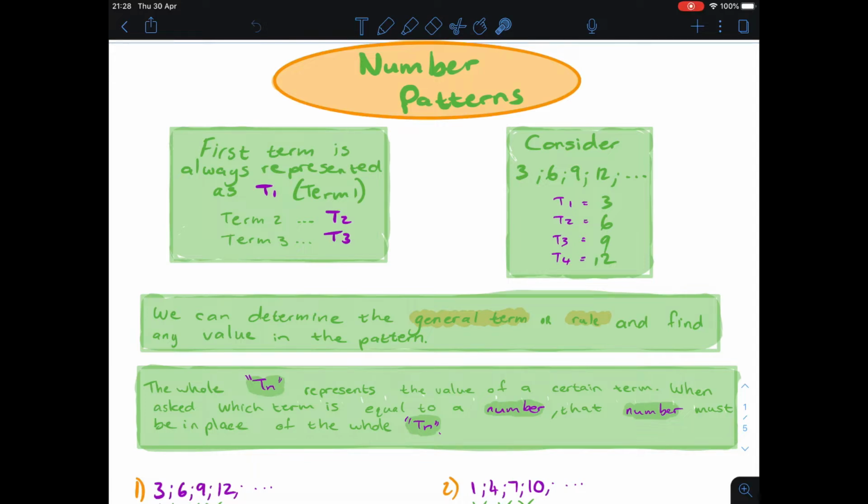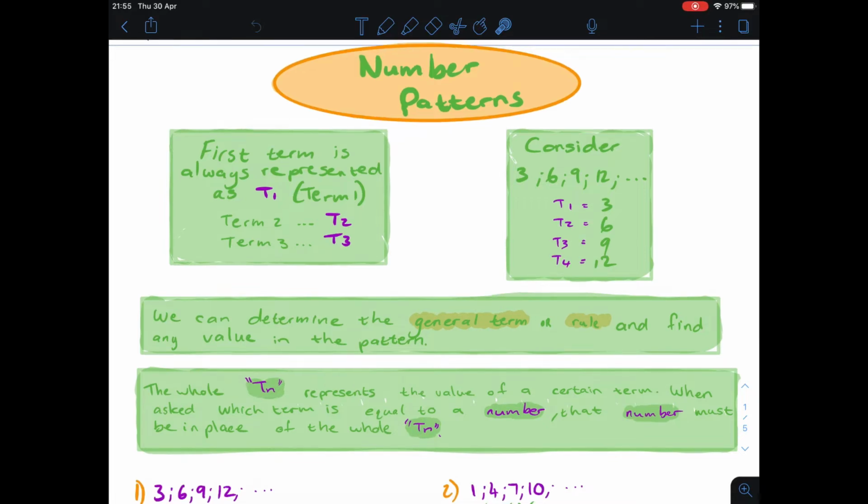The next block says we can determine the general term or the rule. So these are different words, but they mean the same thing. And we can find any value in the pattern. So we don't have to write down every single little number in a pattern up to like the 200th one. We can actually just use a general term or general rule and then work that out without having to write it out.